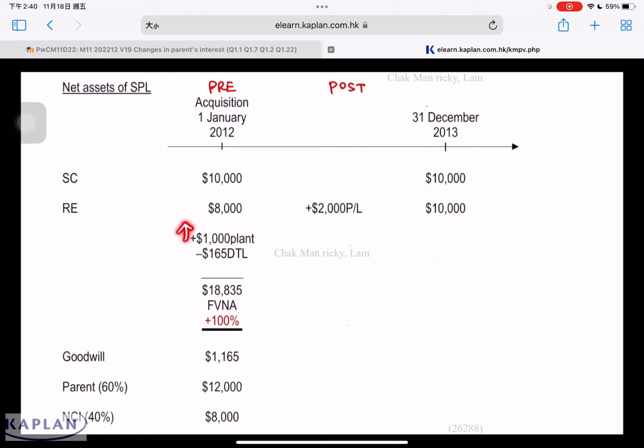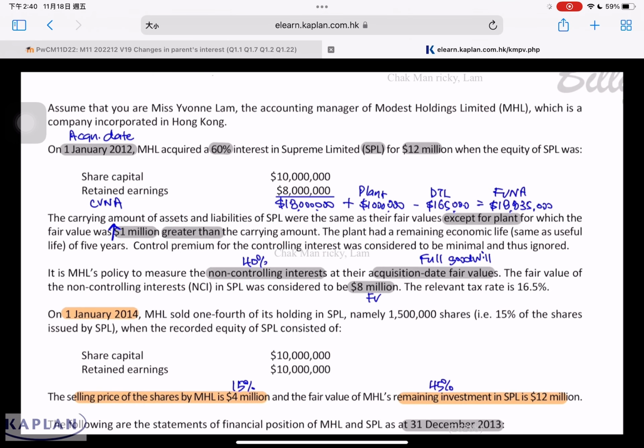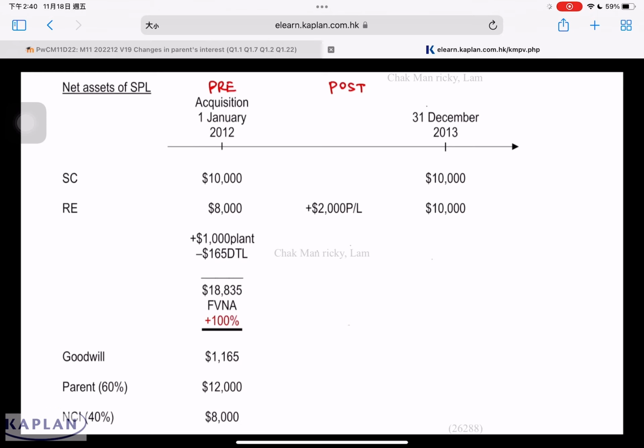When you increase the value of the plant, you must also increase the depreciation. When the depreciation is higher, profit is lower, so tax should be lower. The plant assets at the date of acquisition have a remaining useful life of 5 years, so we must increase depreciation over 5 years. From the acquisition date to now is 2 years. Take $1 million over 5, multiply by 2, because from the acquisition date to now is 2 years. The additional depreciation will be equal to 400 for the 2 years to date.